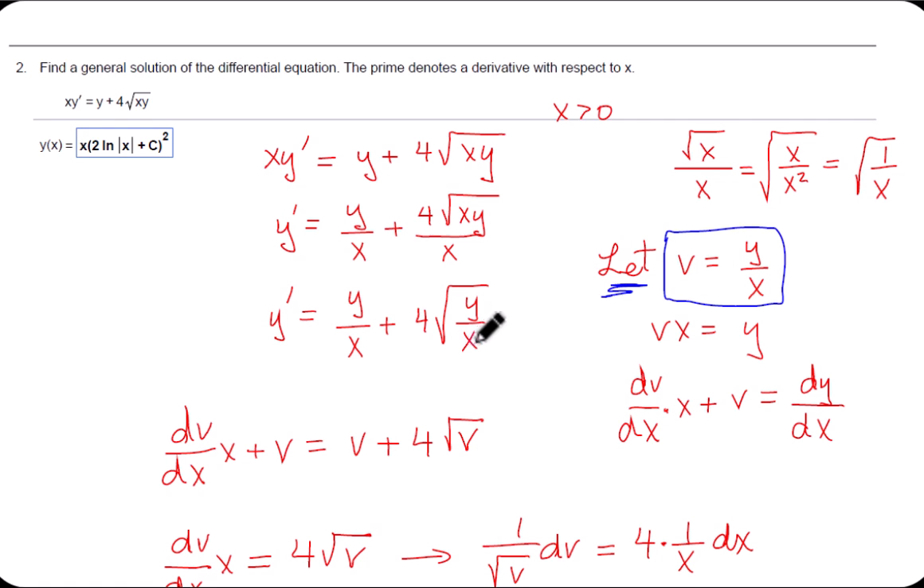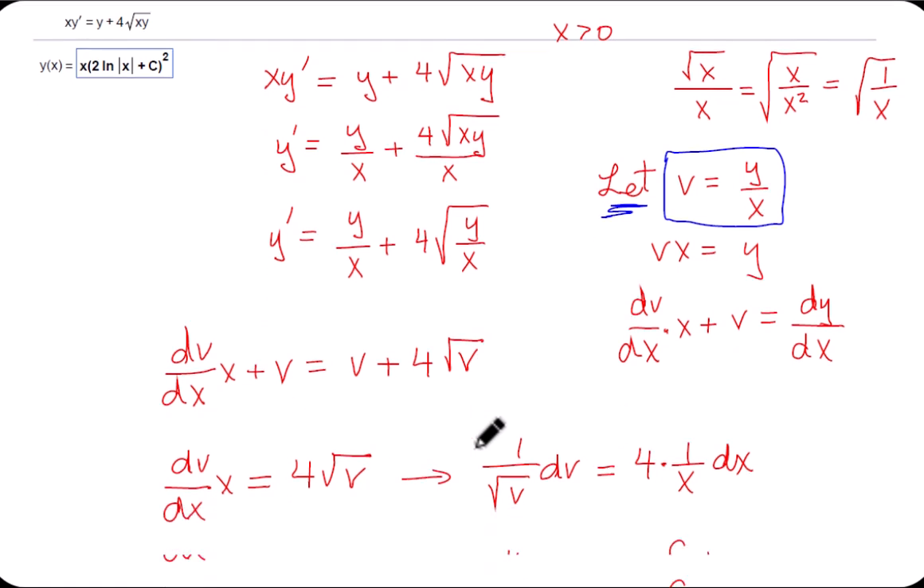So I let v be the inside part. Got it? Product rule if I differentiate on both sides. Substitute for dy dx right here. So that goes to there. This is v plus 4 square root of v. All right, so looking at that, let's see. What if I bring this v to the right? It would cancel, leaving me with 4 square root of v.